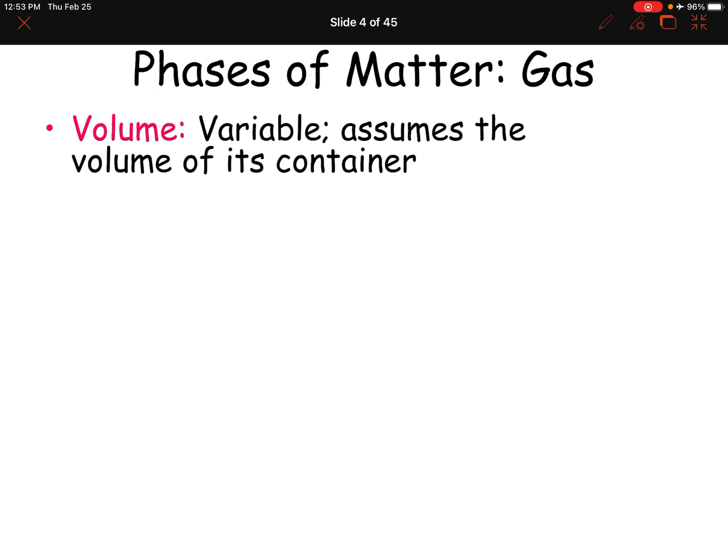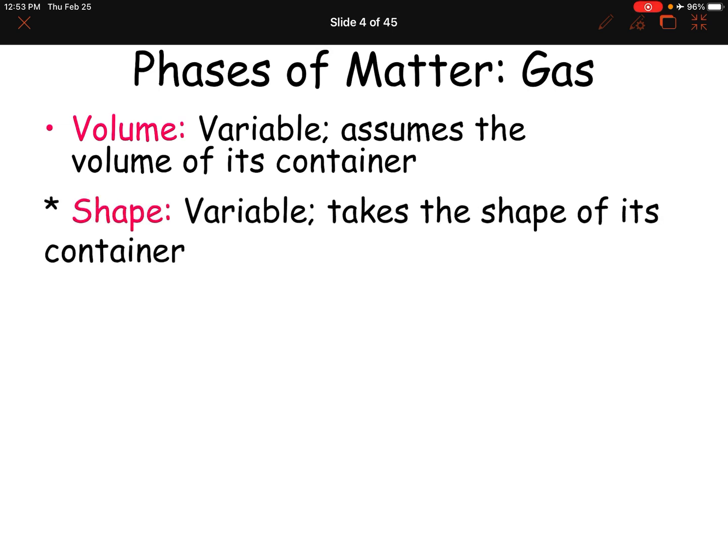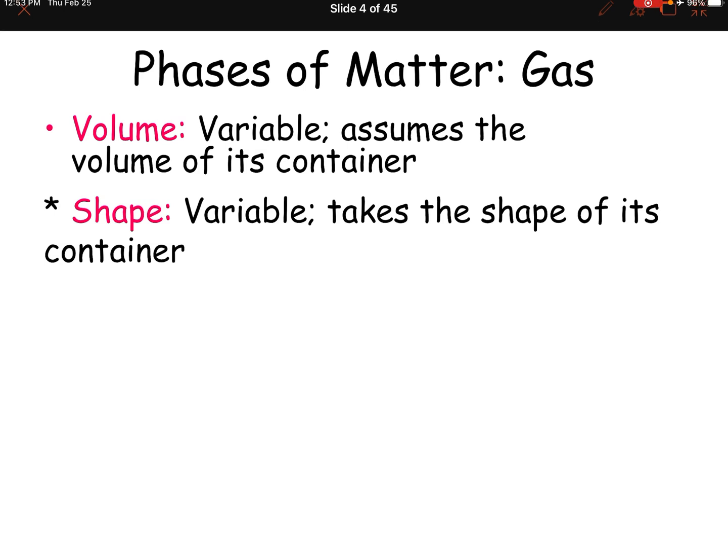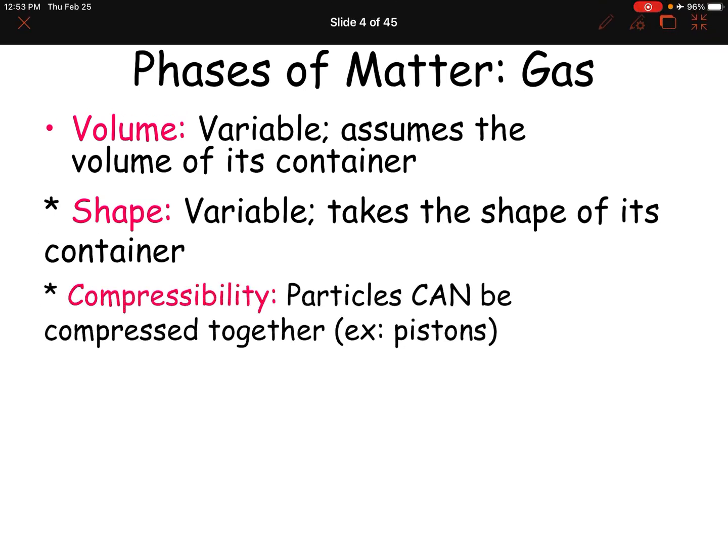So it takes the volume of the container, and it also takes the shape. So let's say you put those gases into a cartoon balloon of a certain shape. It will fill up that shape. The reason why is because the particles are so far apart, you can finally compress them together. And this happens in pistons, sometimes in your car engine, or if you're playing a trumpet or one of those instruments where you push down a piston, the gases, the exhalation can be compressed together.